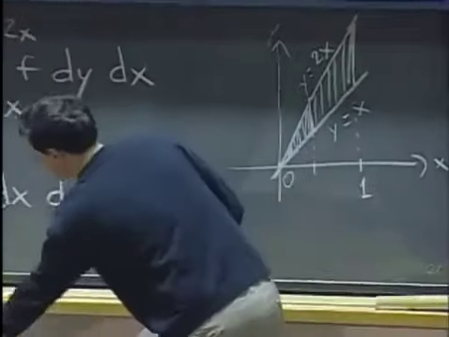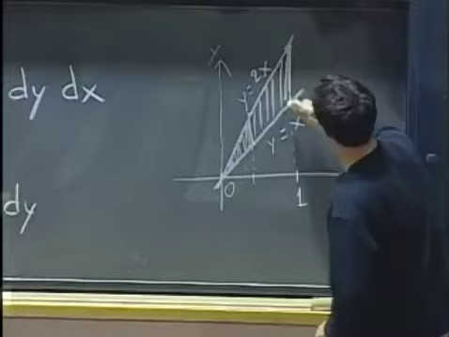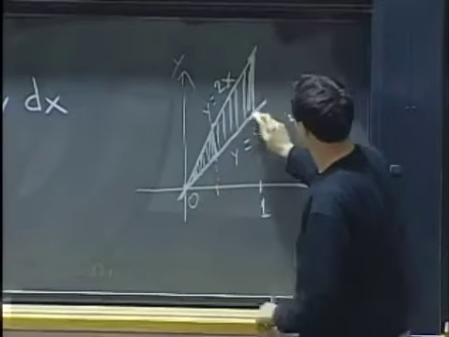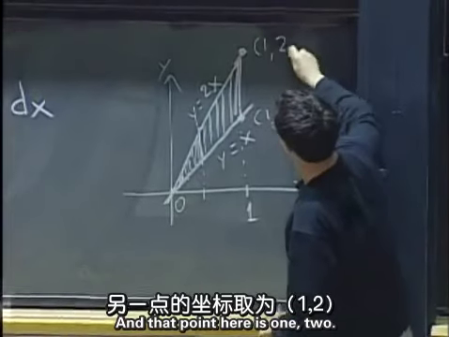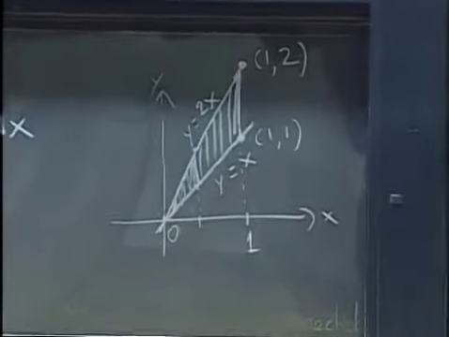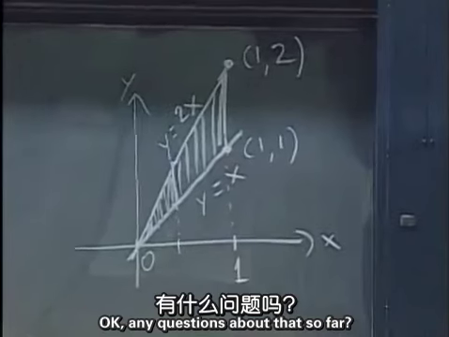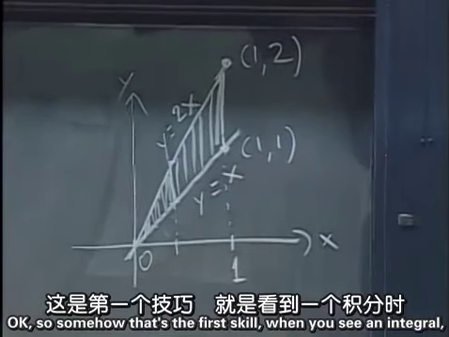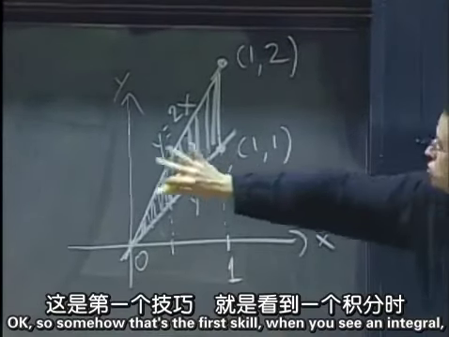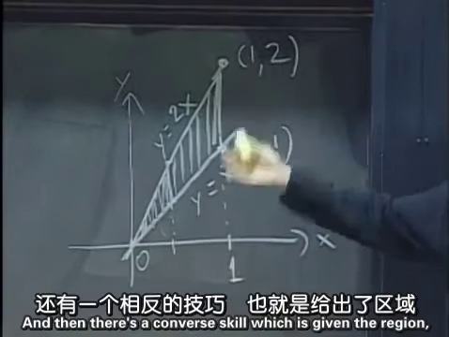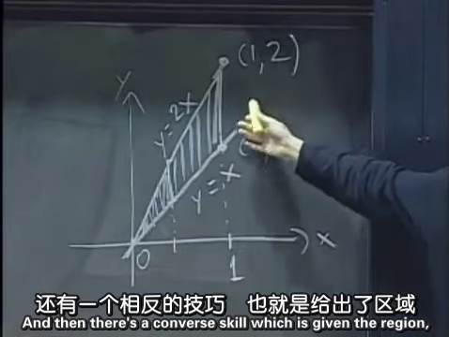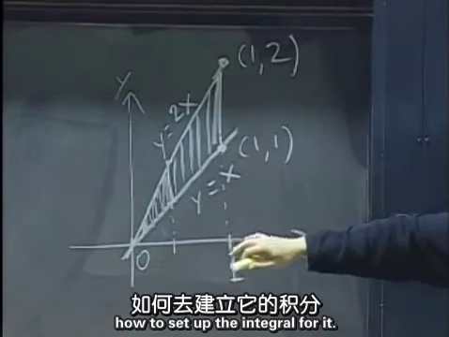This point here, in case you're wondering, well, when x equals 1, y is 1, and that point here is (1, 2). Okay, any questions about that so far? Okay, so that's somehow the first skill, when you see an integral, how to figure out what it means, how to draw the region. And then there's the converse skill, which is, given the region, how to set up the integral for it.